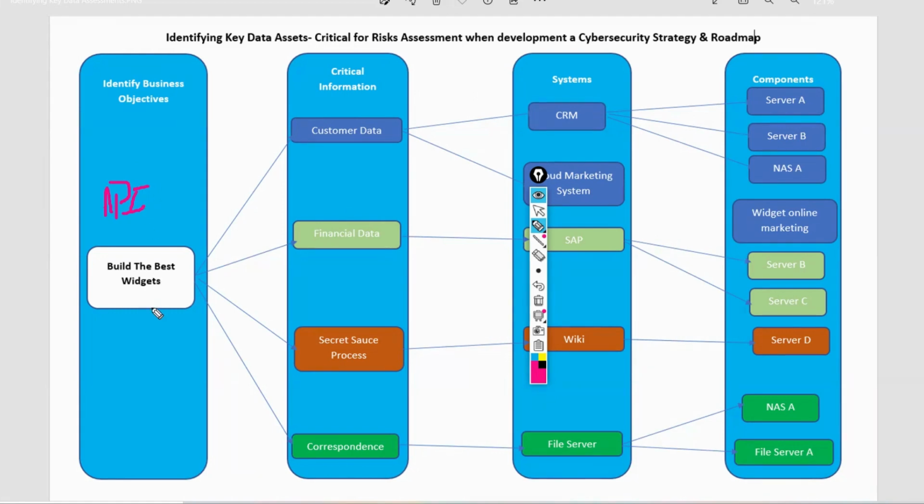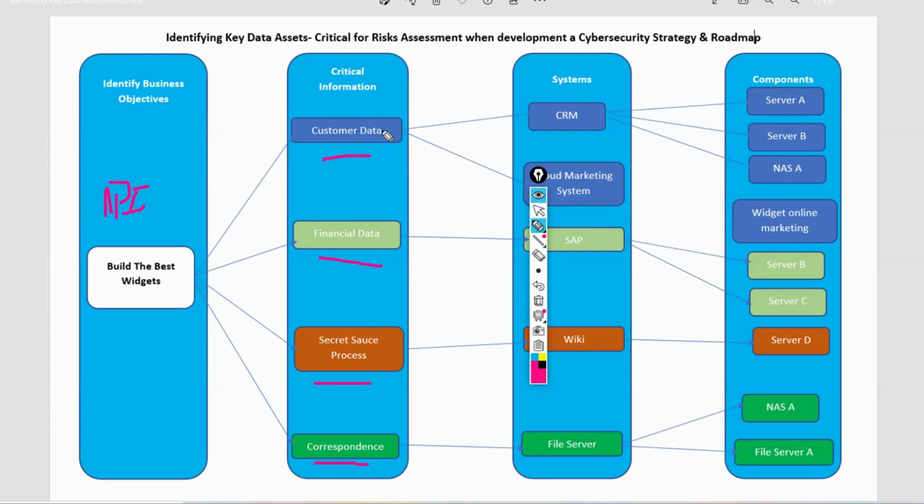Then the next aim is to look at what are those critical information that are required to support this particular widget or this particular API. What are those data that are required for this to actually work? So you look at those critical information. In this case, we're looking at customer data, financial data. We have, in this case, secret sauce process, necessary correspondence. This could be anything within your organization. These are just examples.